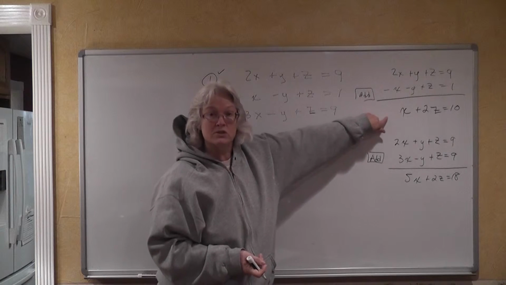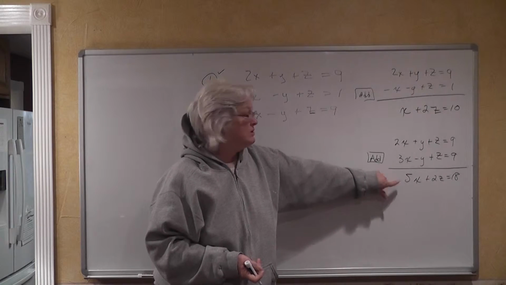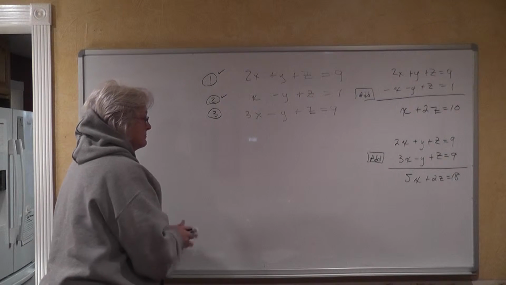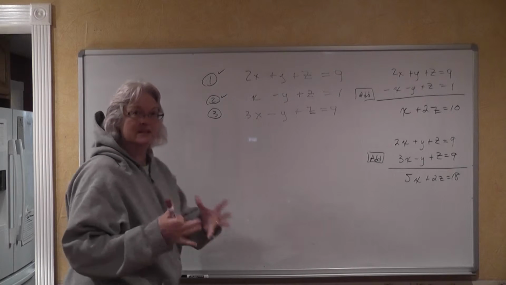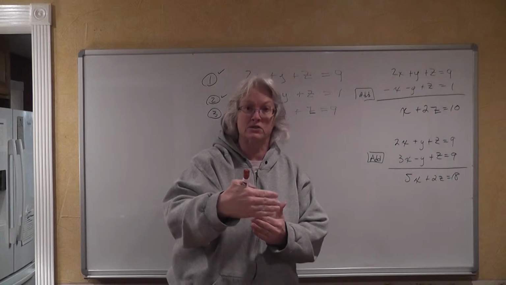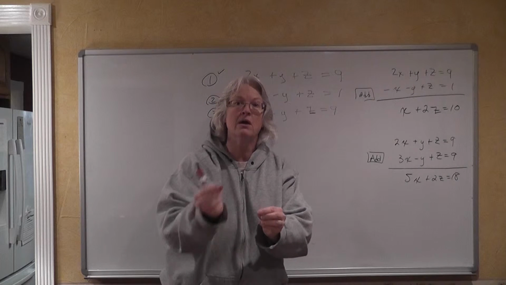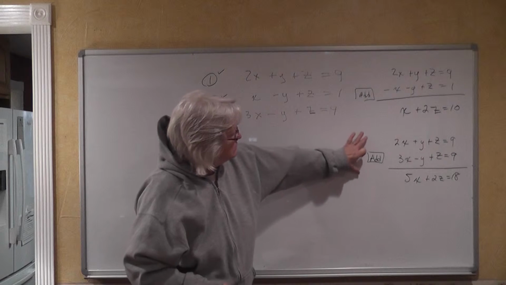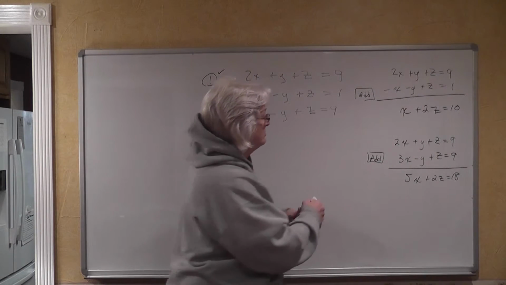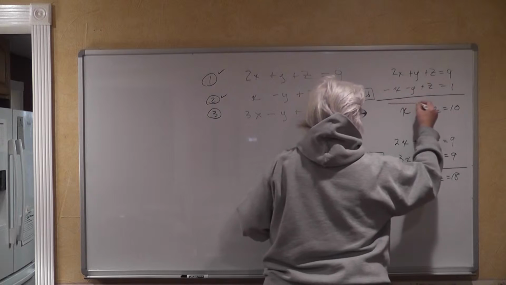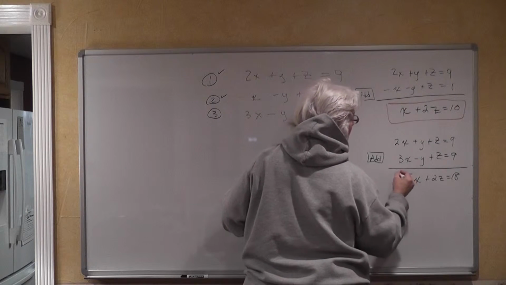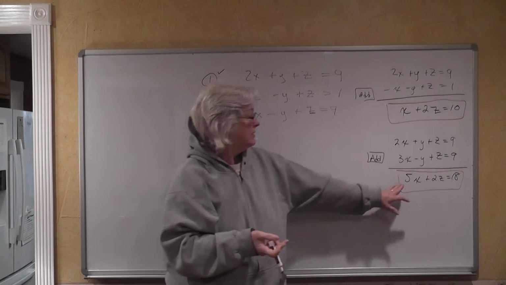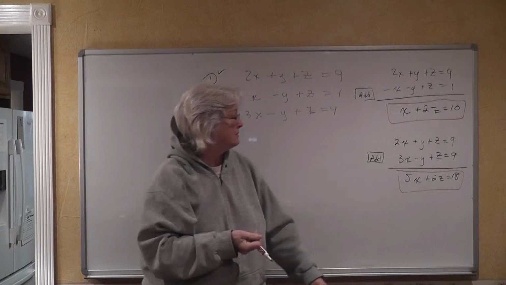Now we have two separate equations here that we can use to eliminate a second variable, which is exactly what we want to do because we have to get to where we can solve for one variable so we have a number and can begin our process of back substitution. What two equations am I going to be dealing with? I'm going to be dealing with x plus 2z is 10, 5x plus 2z is 18.